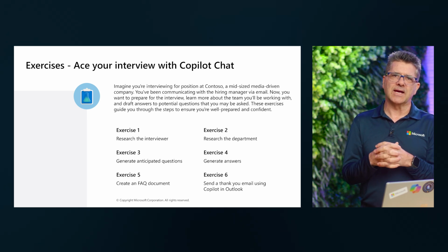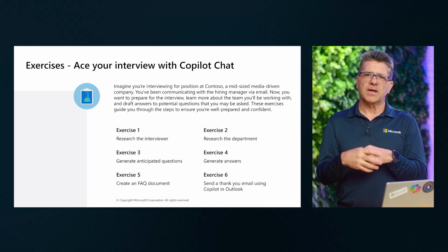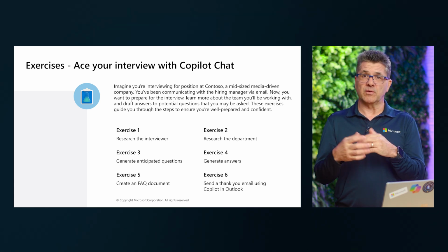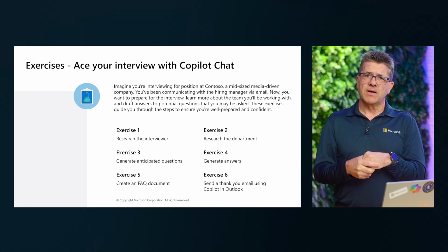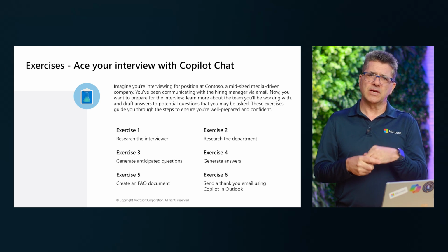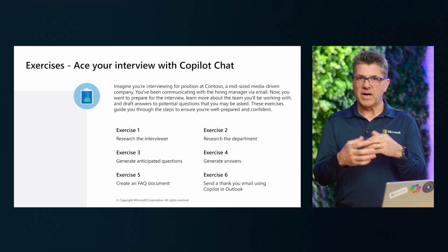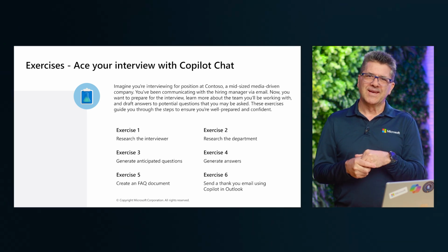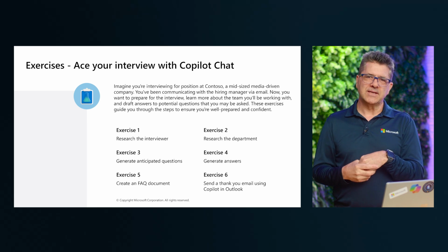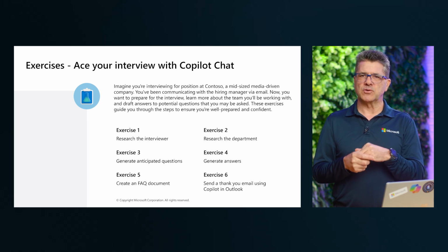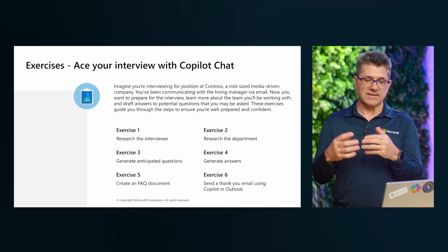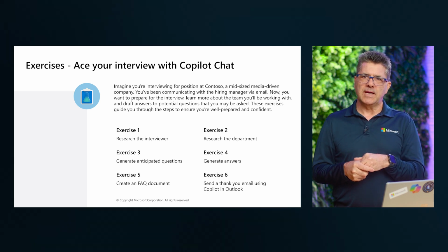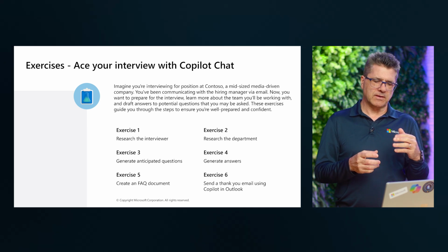So the first exercise, you are going to do the research on the interviewer. Who the interviewer is, what the research is, maybe the company you're going to be working with. Also, the department, you're going to do that. This is kind of an internal one, right? Remember that. That's why we're saying the department. Department is going to be internal. Generate, you want to anticipate questions that are expected, and also the type of answers that you could practice for that. And create an FAQ document, and then send this FAQ document with Outlook, right?